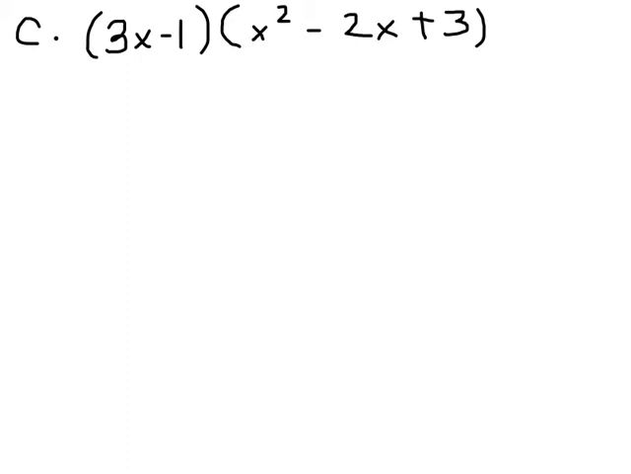Alright, now I simply combine my like terms if I have any, and I do. I've got 3x cubed. And then I've got a negative 6x squared and a negative 1x squared, for negative 7x squared. And then I've got a 9x and a 2x for an 11x. And then I have a negative 3 left, and that is all there is to it.